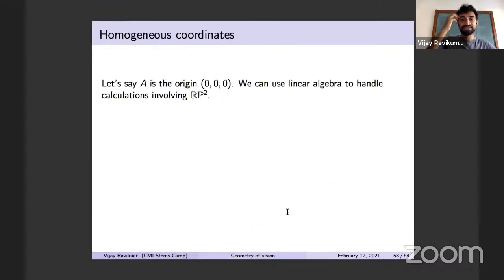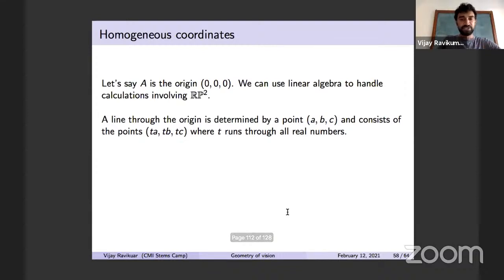So all this can actually be described really nicely using homogeneous coordinates. Since I don't have much time, I'm going to skim over this a little, but basically using homogeneous coordinates, we can very quickly make calculations involving RP2 and even prove many of the things that we've been hinting at. So, just to give a quick overview, when I say homogeneous coordinates, I mean that a line through the origin, if we're looking at R3 and imagining the origin, any line through the origin is determined by a point ABC, but it consists of all the points that are scalar multiples of that vector ABC.